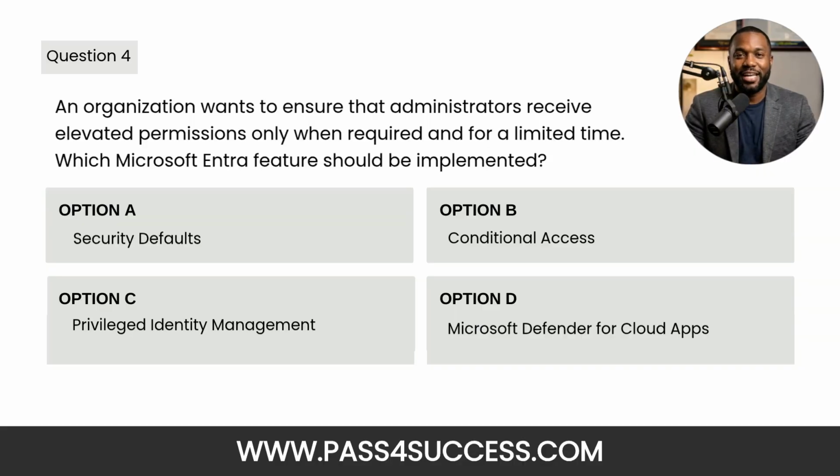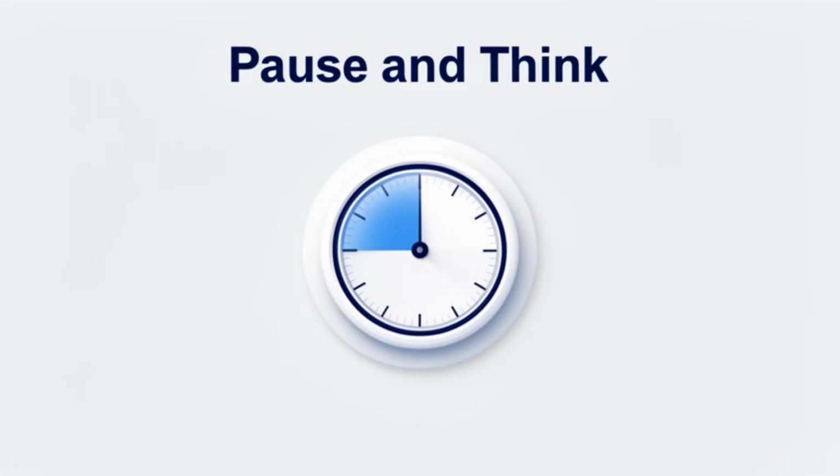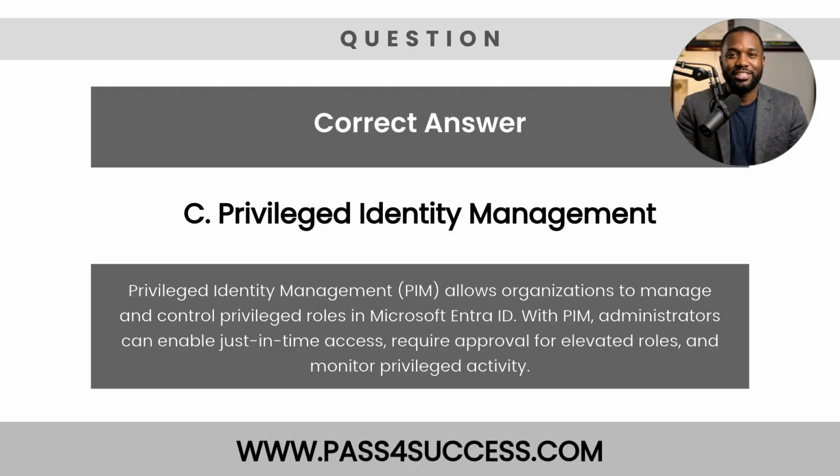Let's continue. Question 4. An organization wants to ensure that administrators receive elevated permissions only when required and for a limited time. Which Microsoft Entra feature should be implemented? A. Security defaults. B. Conditional access. C. Privileged identity management. D. Microsoft Defender for cloud apps. Take a few seconds to think about this one. The correct answer is C.